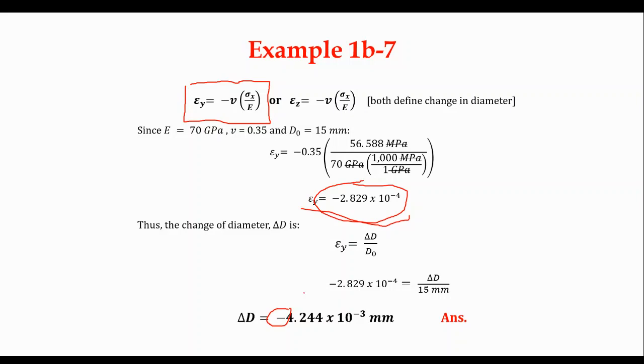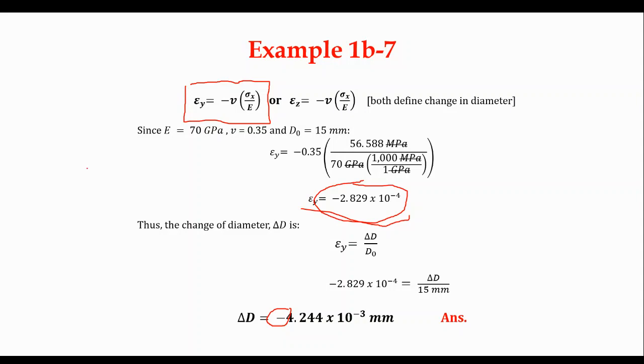Kung ang change in diameter positive, mudako diay ang diameter. So dili man ni mudako ang diameter kay tama man, gibira man nimo ang bar. So ang diameter mu-nipis. So kung nipis, there is a negative change. Tama? Negative change. So mao nang negative ang answer.